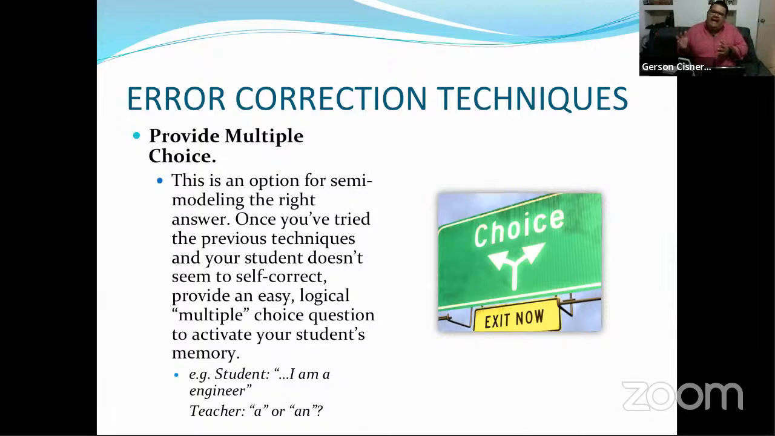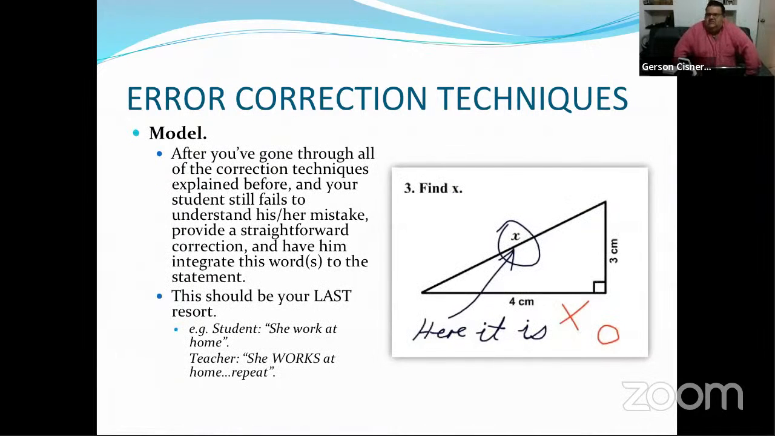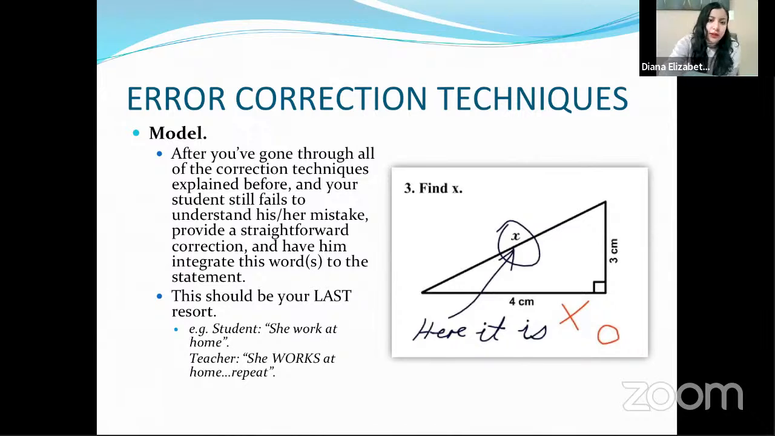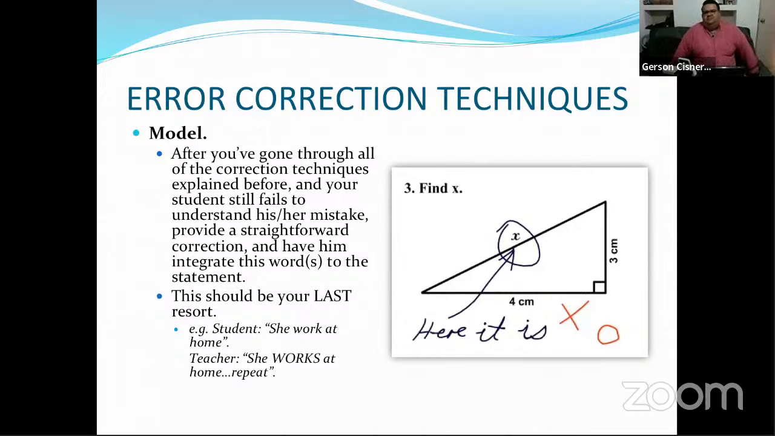So then we move to the last resource. I repeat, the last resource. This is the last option. And it's modeling. Okay, what is modeling? Read it, Diana. Model. After you have gone through all the correction techniques explained before, and your student still fails to understand his or her mistake, provide a straightforward correction and have him integrate these words to the statement. Continue.